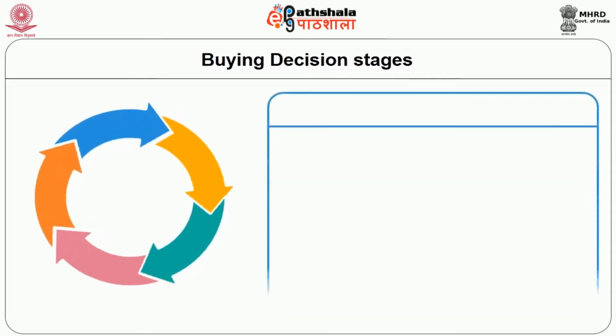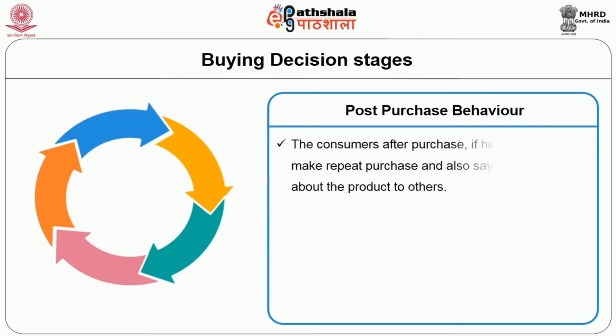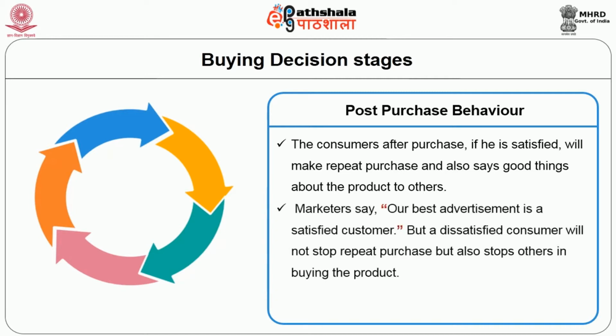Now the buyer has made a purchase. Now we are to discuss the last stage, that is post-purchase behavior. The consumer after purchase, if he is satisfied, will make repeat purchases and also say good things about the product to others. Marketers say our best advertisement is a satisfied customer, but a dissatisfied consumer will not only stop repeat purchase but also stop others from buying the product.